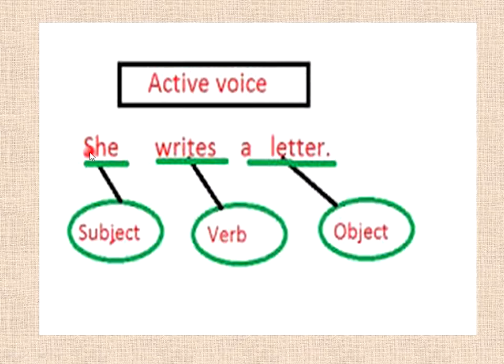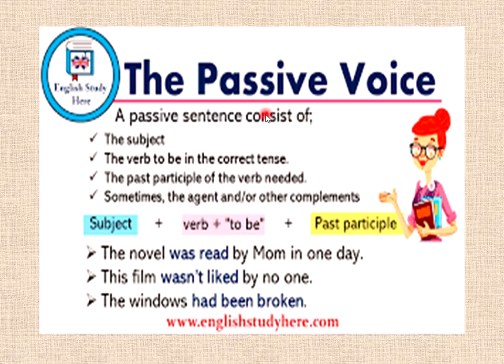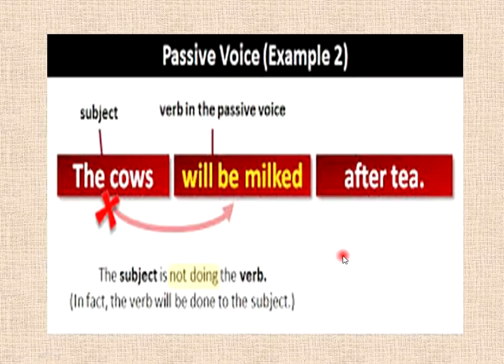Then this is the simple structure of a simple sentence, like she writes a letter. So over here she is the subject, writes is the verb, a letter is the object. Simple. And the passive voice: a passive sentence consists of the subject, the verb to be in the correct tense, the past participle of the verb needed, sometimes the agent and or other complements. This is the formula: subject plus verb plus to be plus past participle. For example, novel was read by mom in one day.